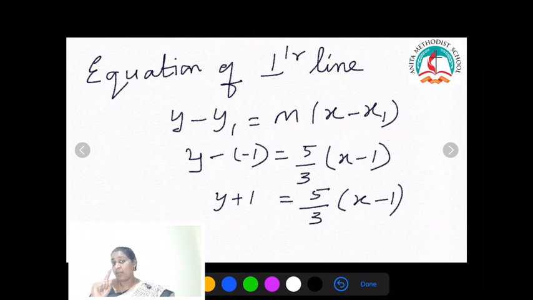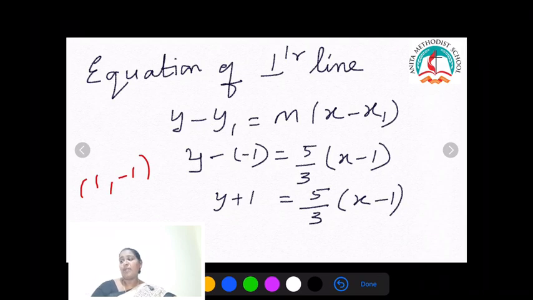Yuvraj, do you remember the one point formula? y minus y1 is equal to m into x minus x1. So we know y1 is minus 1. So y minus of minus 1 is equal to 5 by 3 into x minus 1. Apply in the values. Okay children, what is the point of intersection? The point of intersection is 1 comma minus 1. Slope is 5 by 3. Apply in the equation, children. So you get y plus 1 is equal to 5 by 3 into x minus 1.